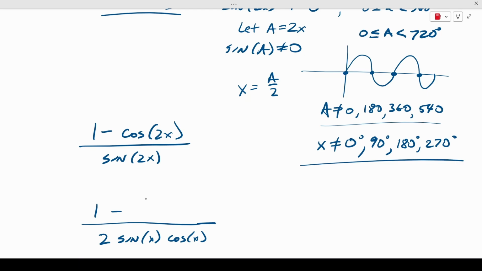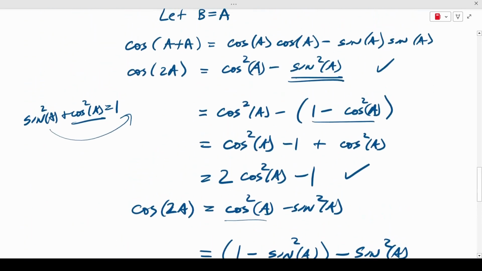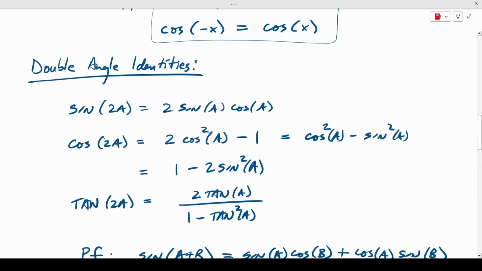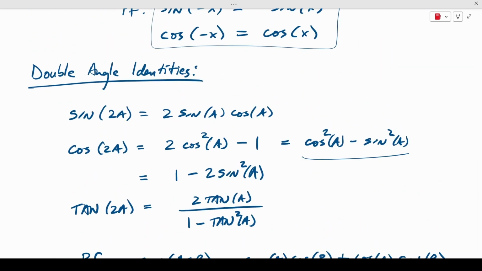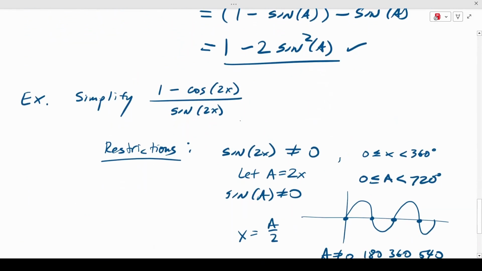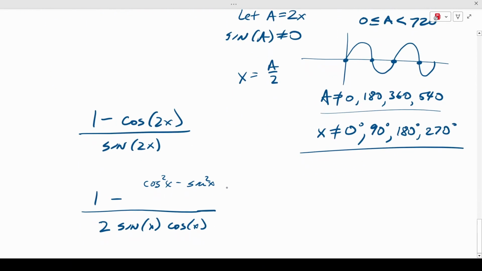I could put in cos x squared minus sine x squared as one of the identities. Let's just look up here. Right? We have cos x squared minus sine x squared. That's 1. But that one's not going to work out so well, because in my numerator, I'm going to have 1 minus cos x squared, plus sine x squared. It won't cancel with anything. So that's not likely to work out so well.